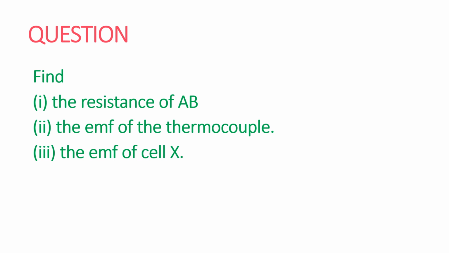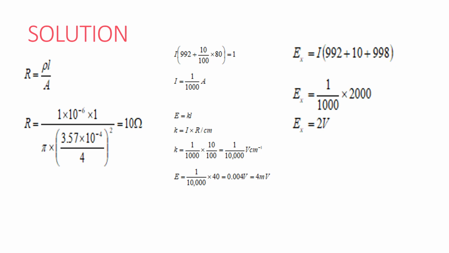So how do we get the resistance of wire AB? In order to get the resistance of that wire, we use that formula. The resistance is equal to resistivity times length over cross-sectional area, because all those quantities are given in the question. So the wire has a resistivity of 1 times 10 power minus 6. Length is 1 meter, so 1 times 10 power minus 6 times 1 divided by pi d squared over 4.